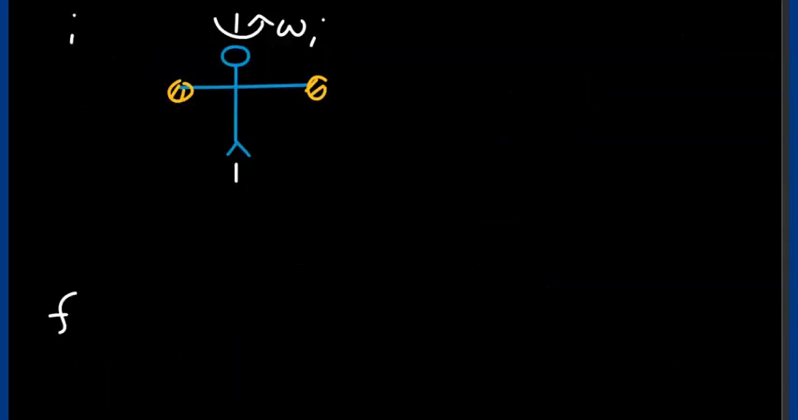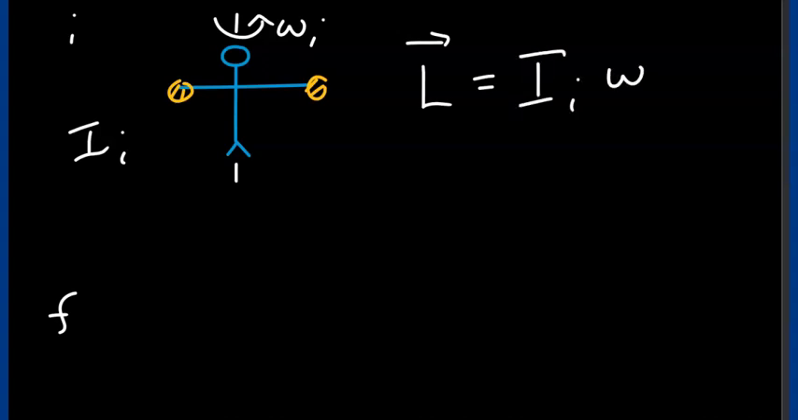This is known as the law of conservation of angular momentum. Let's illustrate the idea with this example. You have a person standing with his arms outstretched, holding two weights, and he's spinning with an angular speed of omega I. If the moment of inertia of the system is I subscript I, the angular momentum of this system is given by I omega I. So that is the initial angular momentum.